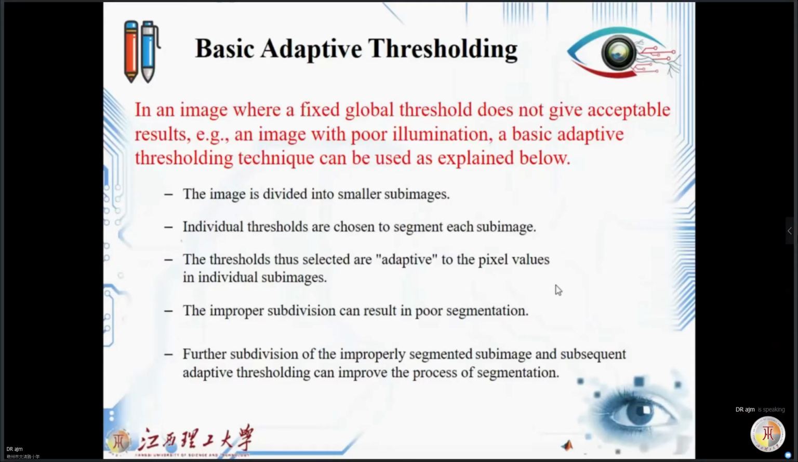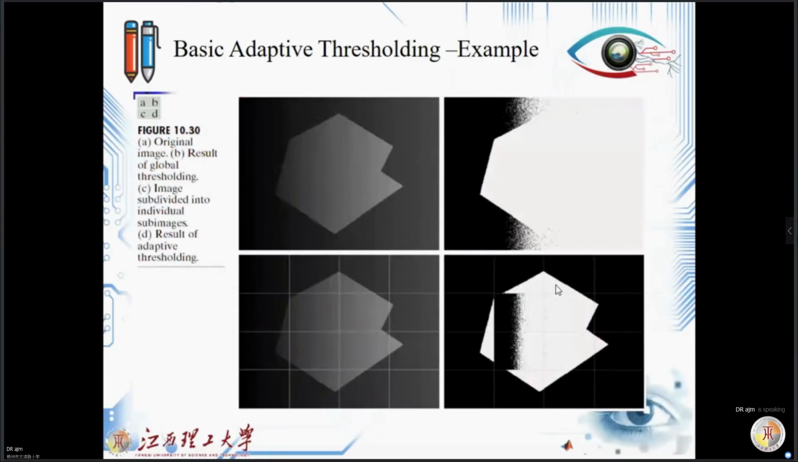Improper subdivision can result in poor segmentation, and further subdivision of improperly segmented sub-images and subsequent adaptive thresholding can improve the process of segmentation. Now you will see the result of this adaptive thresholding here: the original image, the result of global thresholding, then you will see the image subdivided into individual sub-images, and the result of adaptive thresholding, which is clear on the image.